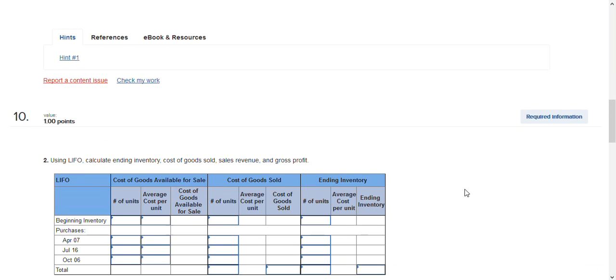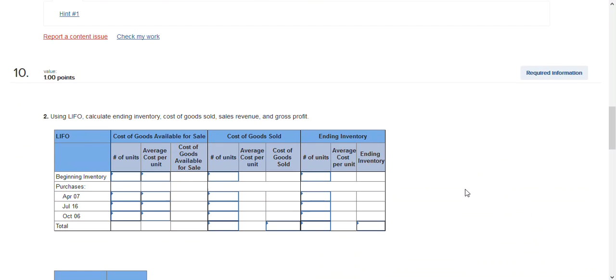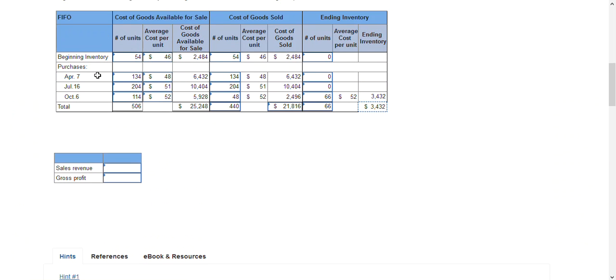All right, let's look at the next one. It says using LIFO calculate ending inventory, cost of goods sold, and so on. It's kind of the same process. Just a hint: the cost of goods available for sale, regardless of what method you're going to use, is going to be the same. So it should look just like this. Let's just bring that down.